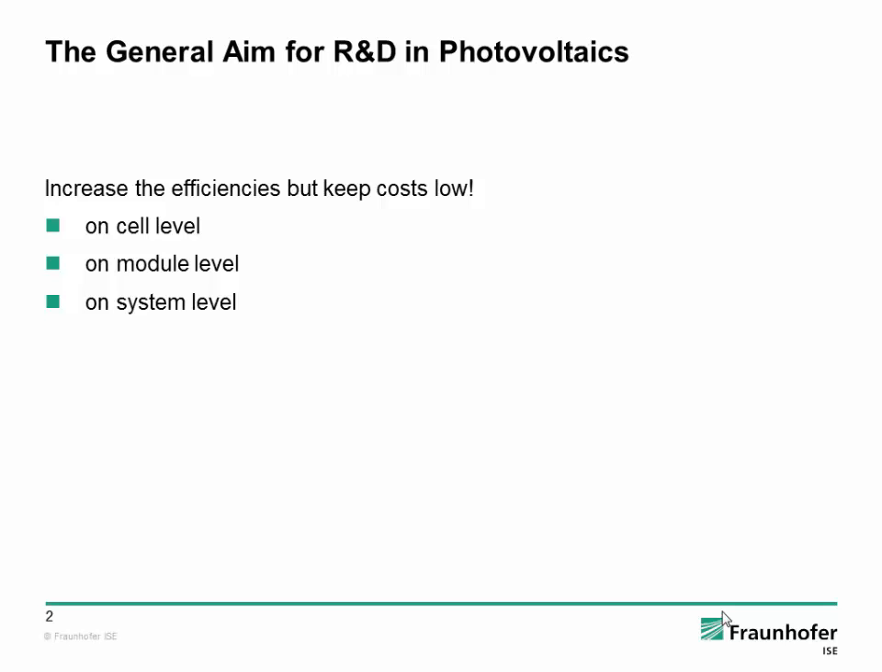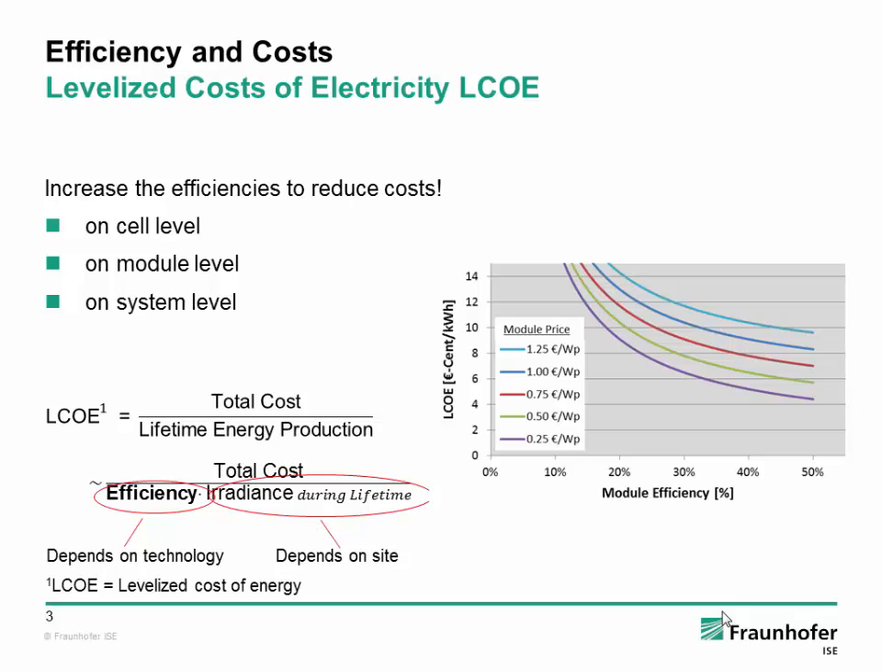So to start with, as a kind of introduction, I can say the general aim for our R&D in photovoltaics is to increase the efficiencies, but to keep the cost low. And this should be valid on cell level, on module level, and on system level. Because at the end, we are interested in having a low cost for the energy production. That means the levelized cost of electricity should be low.